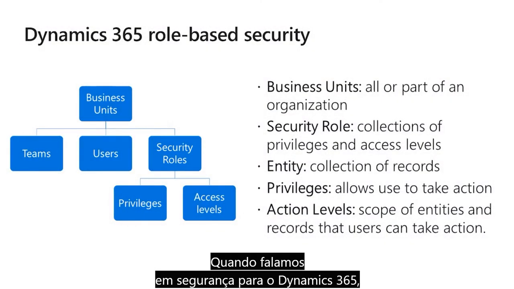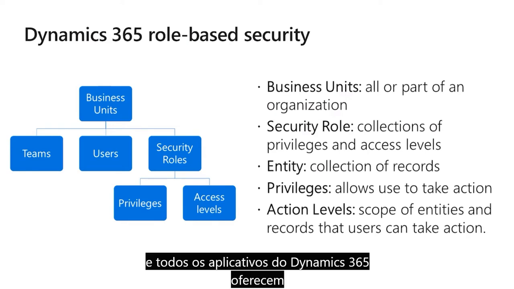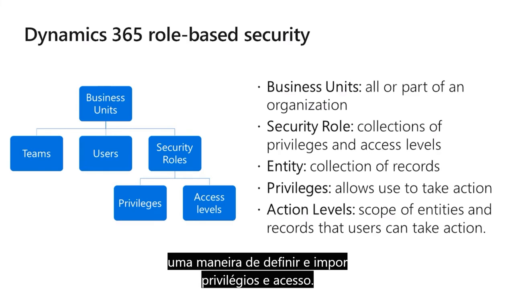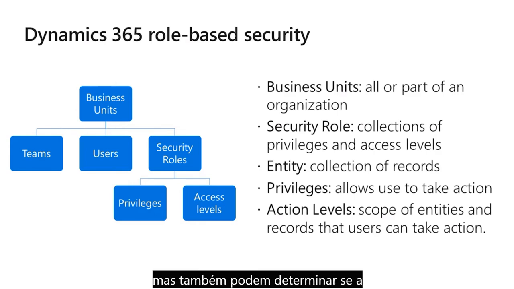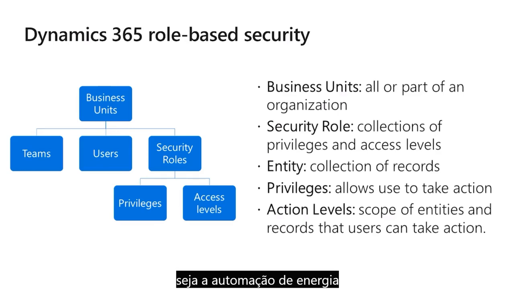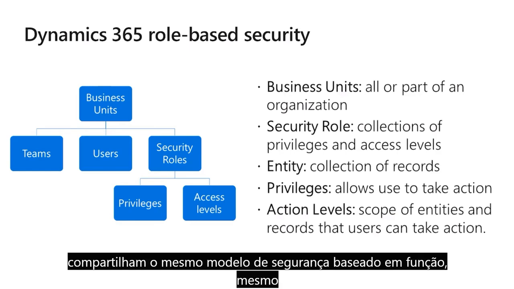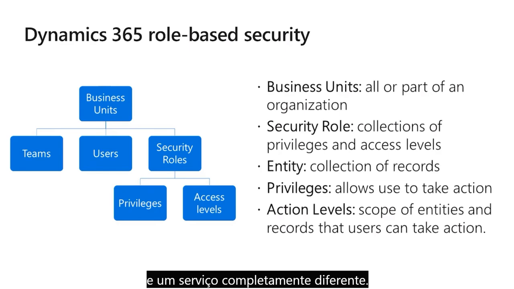So when we talk about security for Dynamics 365, we want to look specifically at role-based security. And all Dynamics 365 applications offer a way to define and enforce access and privileges. And these privileges not only secure access to data, but they can also determine if a user's role allows the running of automations, whether it's Power Automate, and if they're allowed to do that against a particular record type. Now, all model-driven apps share the same role-based security model, even though they serve a completely different audience and a completely different service.